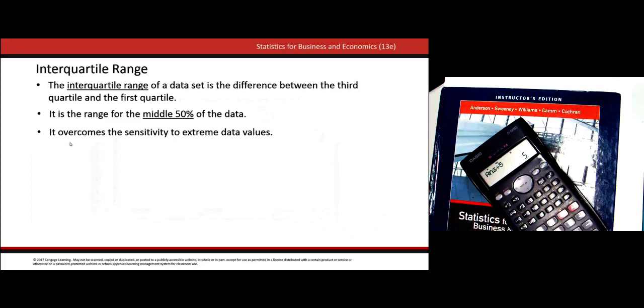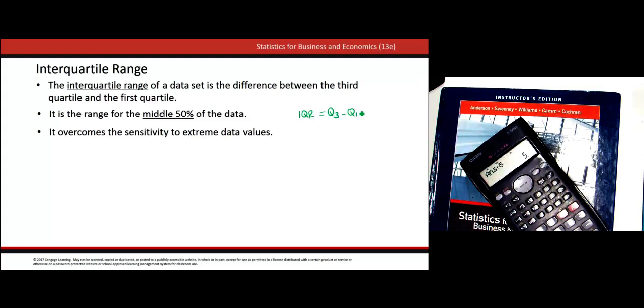Another measure of variability is the interquartile range. Interquartile range is the third quartile minus the first quartile. It is the range for the middle 50% of the data.